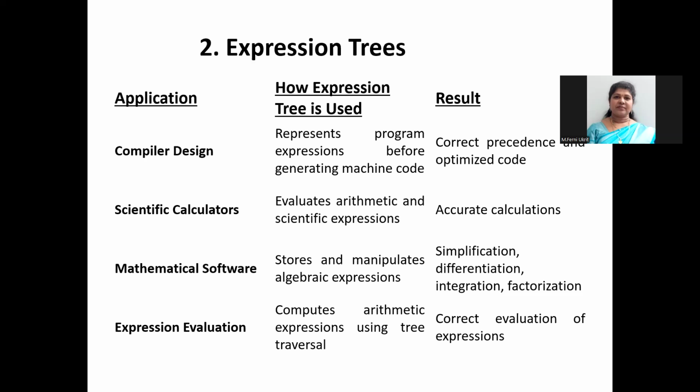Then come scientific calculators. A scientific calculator will evaluate arithmetic and scientific expressions. Complex mathematical expressions are first converted into an expression tree, so that it automatically calculates based upon the precedence. So it will handle brackets correctly and maintain operator precedence also. So finally, the result will have accurate calculations.